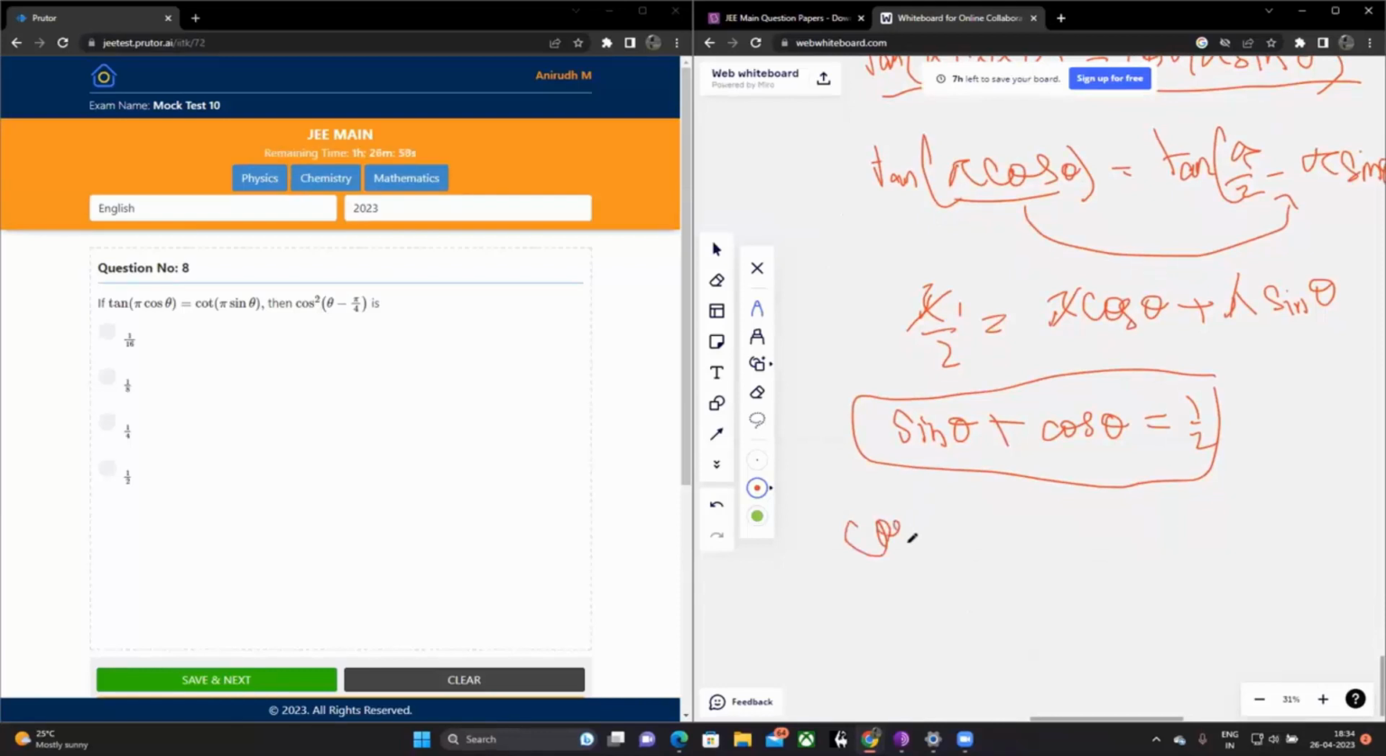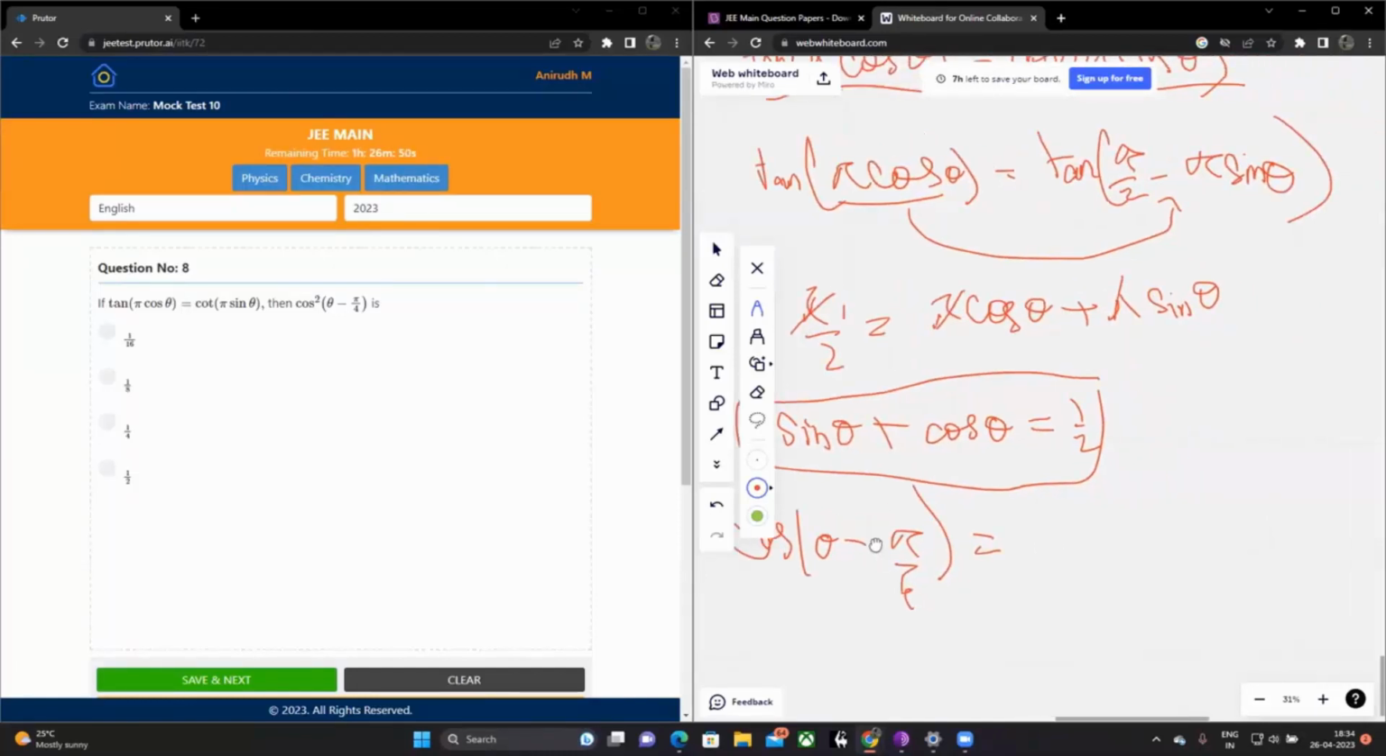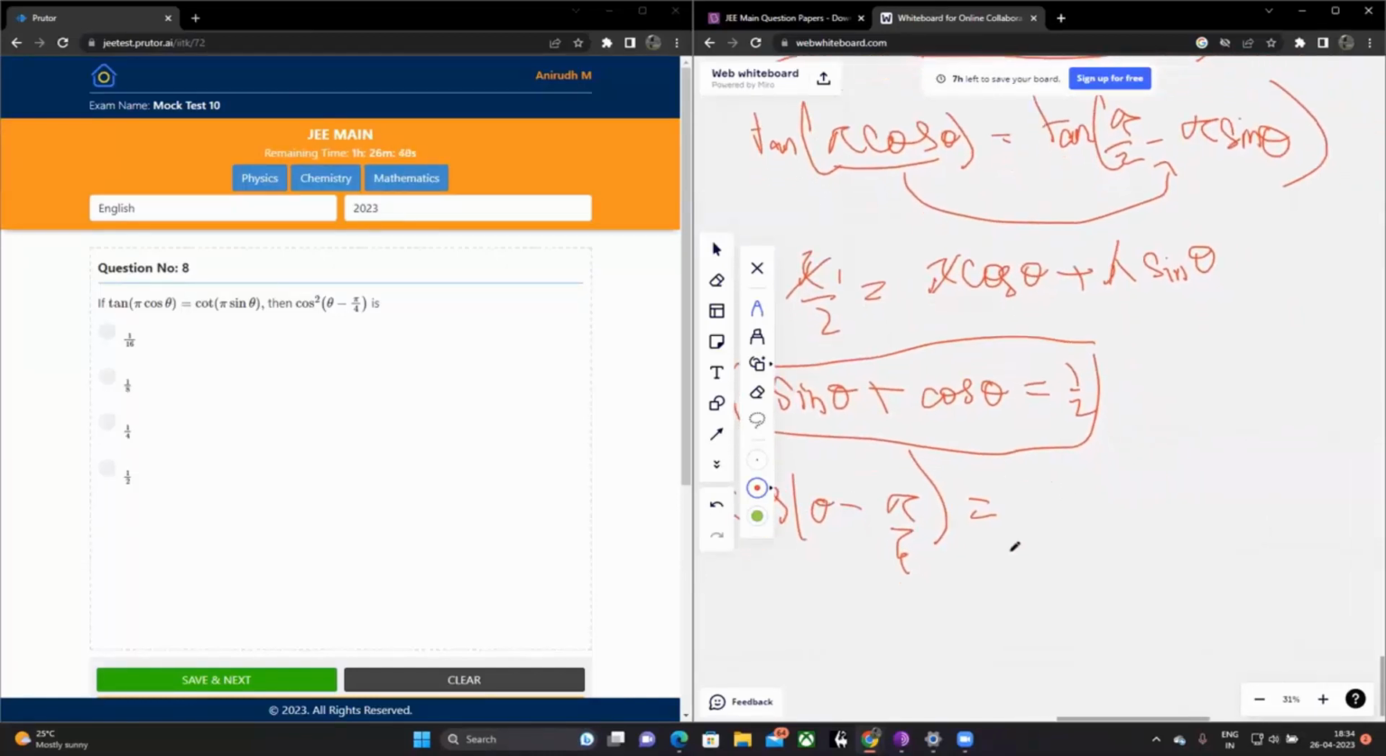And cos of theta minus pi by 4 is equal to cos theta cos pi by 4 plus sin theta sin pi by 4. And cos pi by 4 equals sin pi by 4 equals 1 by root 2, as you all know. So I'm just skipping a step. This is 1 by root 2 cos theta plus 1 by root 2 sin theta, which is basically 1 by root 2 times this expression, which is 1 by root 2 times half.